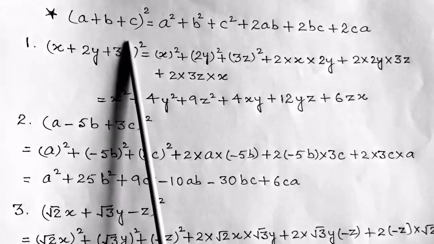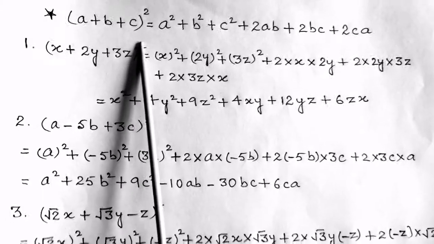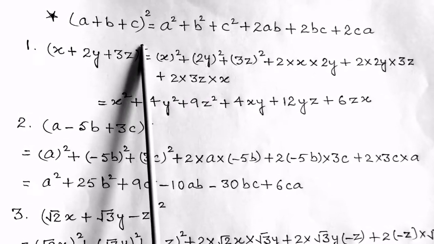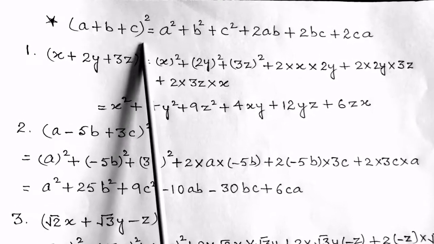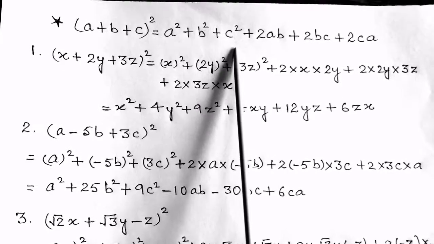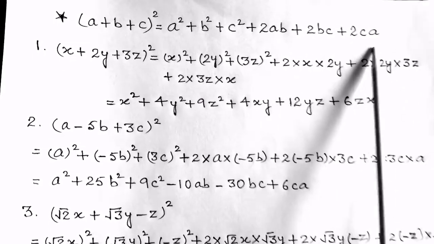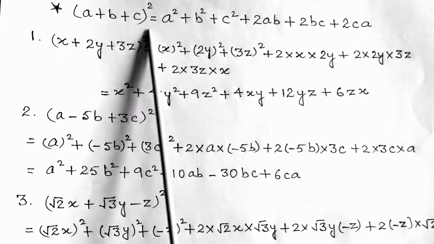I continue with algebraic identities for class 9 and I am very much sure that you have learned all the formulae. So I continue with the next identity, that is (a + b + c) whole square, and the formula for this is a square plus b square plus c square plus 2ab plus 2bc plus 2ca. In simple words, if I say, you are having three terms here, right?